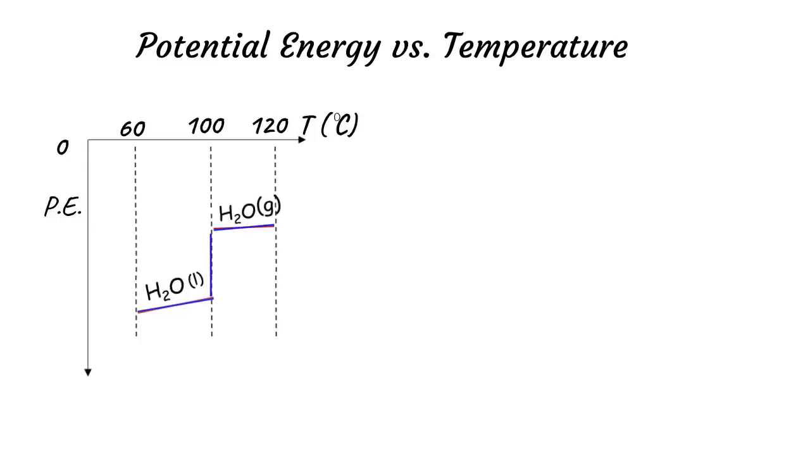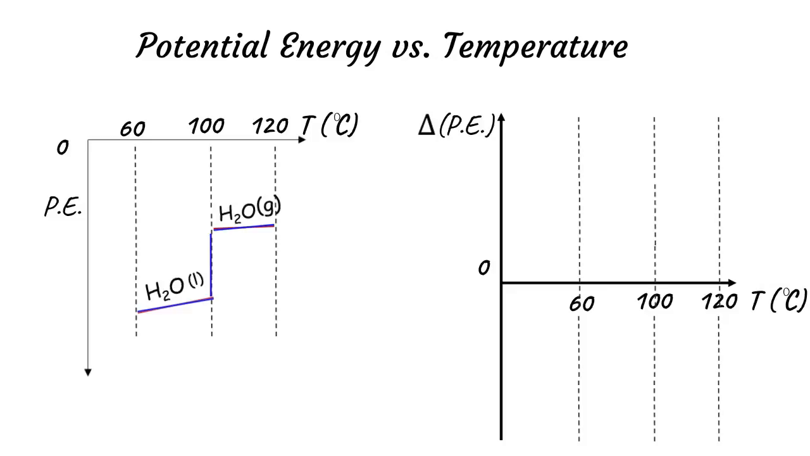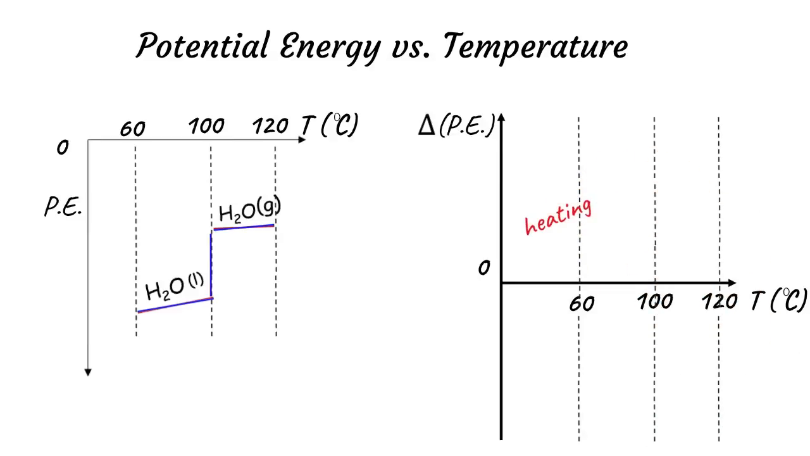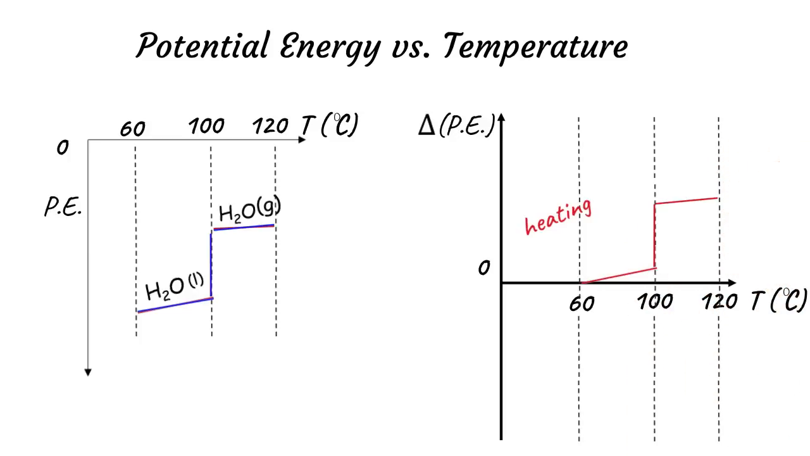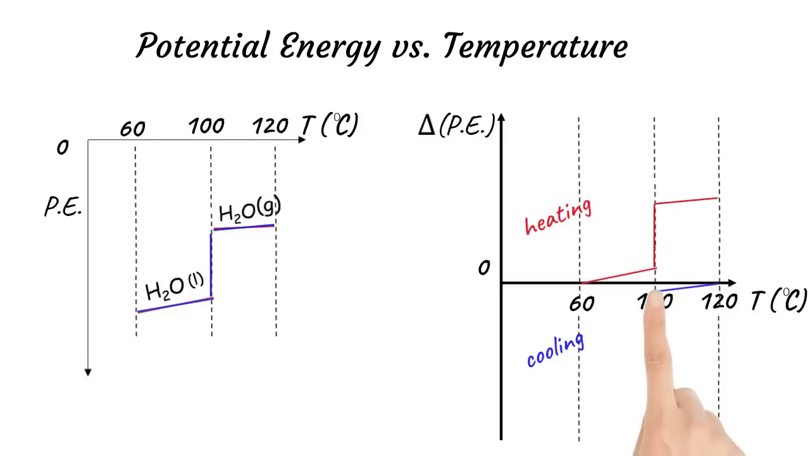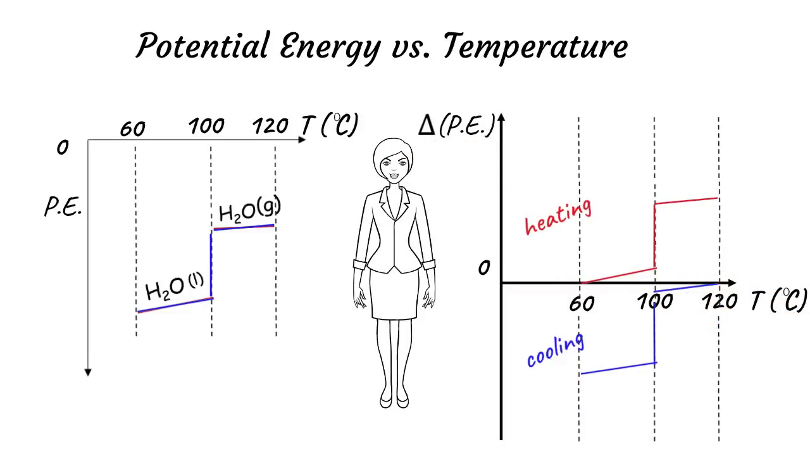Now let's plot the change in potential energy, or the delta potential energy, versus temperature graphs. Again, the shape is similar to the potential energy versus temperature graphs, but the only difference is, delta potential energy graphs always start at zero energy. Therefore, when heating, we start at the low temperature, where the delta potential energy is zero, and increases with increasing temperature. On the other hand, when cooling, the delta potential energy is zero at the high temperature, and decreases with decreasing temperature.